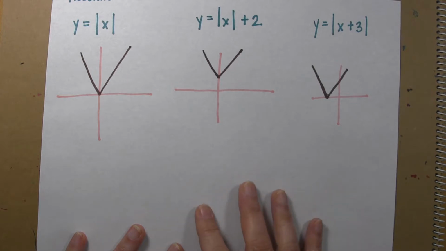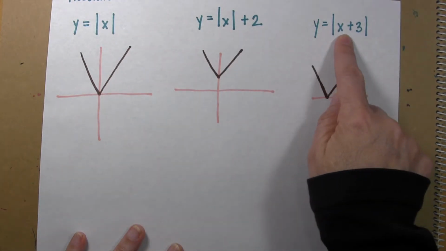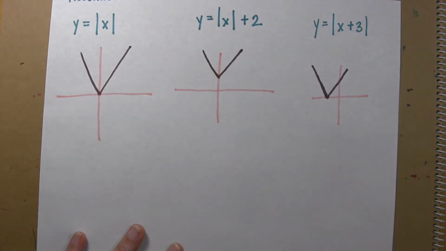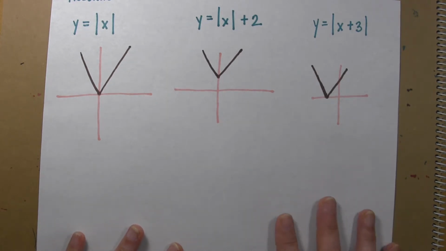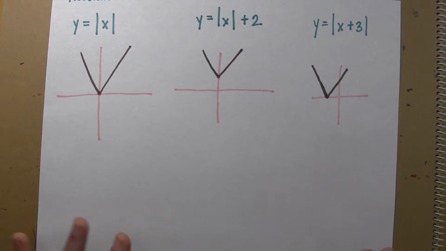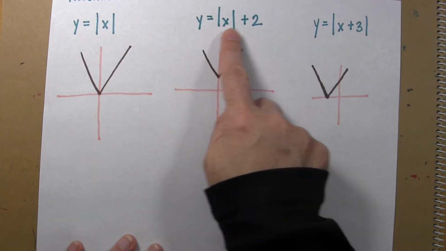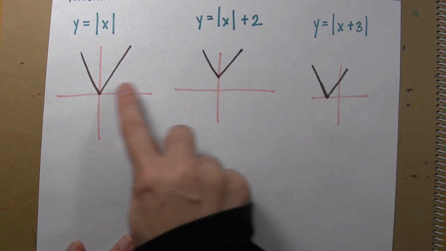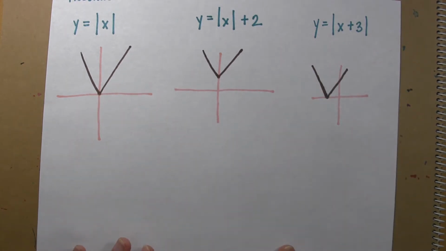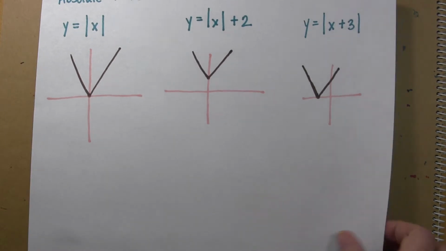Now, I don't expect you to be able to look at these functions and tell me where it is on the graph. That will be for some later math teacher to make you crazy with. All I want you to know right now is that absolute value is always going to be some sort of V shape.